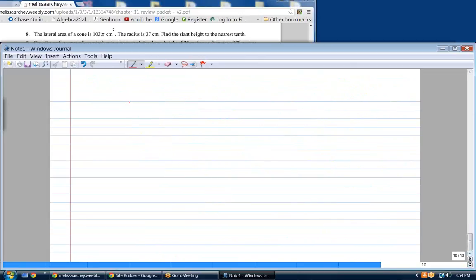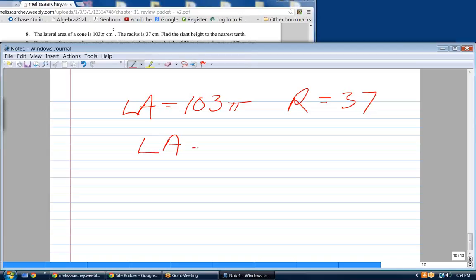The lateral area of a cone is equal to 103 pi. The radius is equal to 37. Find the slant height to the nearest tenth. So what's the first thing I want to write in the way of a general formula to find the slant height?